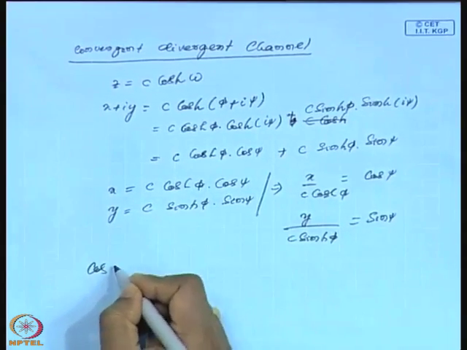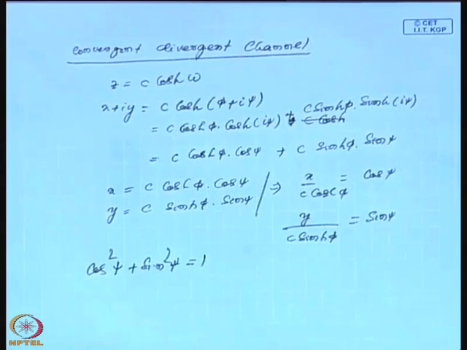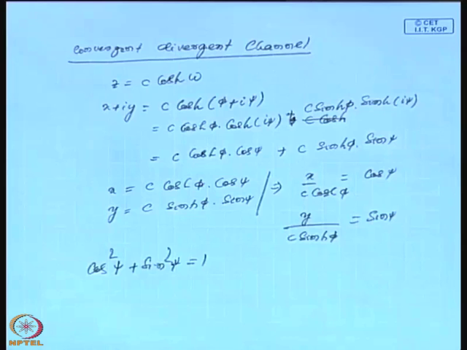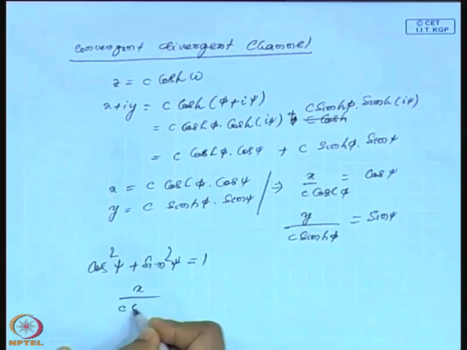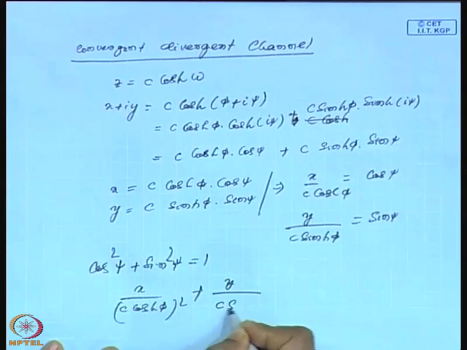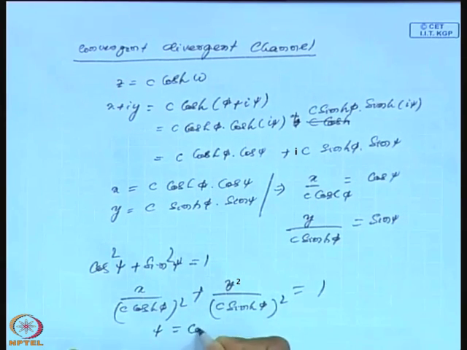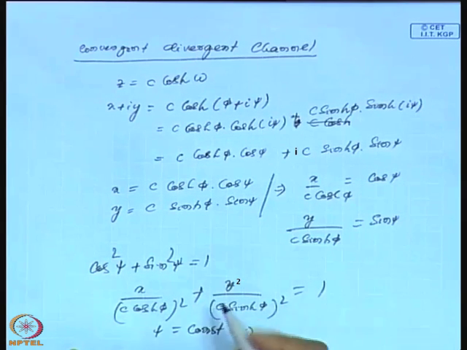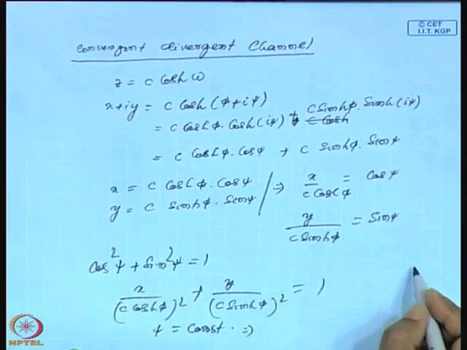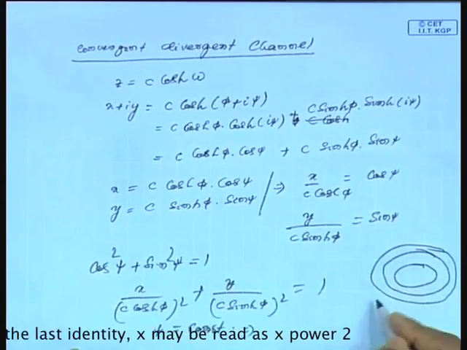If I utilize the property of the trigonometric function, cos square psi plus sin square psi equal to 1, that gives me (x by c cos hyperbolic phi) square plus (y by c sin hyperbolic phi) square equal to 1. So if I put phi equal to constant, because this becomes a constant, this becomes a constant, that will give me an ellipse. So my equipotentials are ellipses. These are my equipotentials.